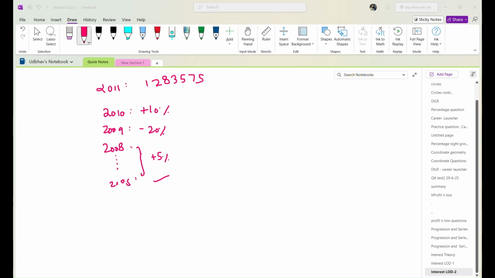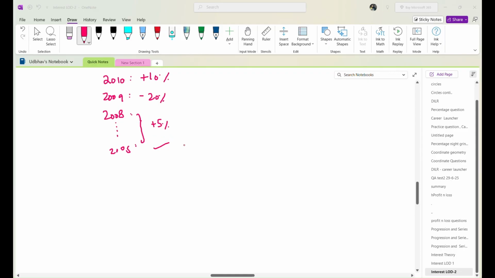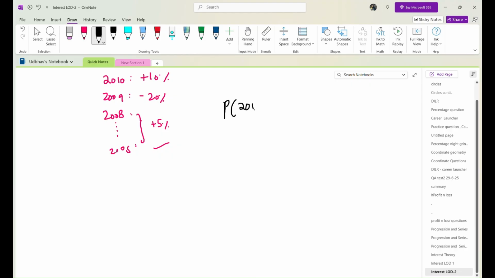Okay, not a big deal. So we can think of it like we will work backwards, we'll go reverse. I'll use this notation P of some number inside this, let's say 2011. This will denote the population of that year. P of 2007 will denote the population in the year 2007.